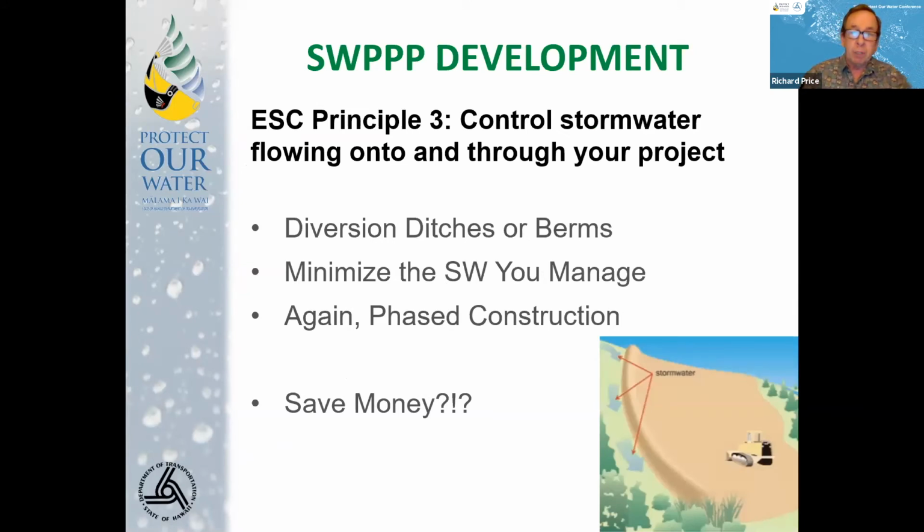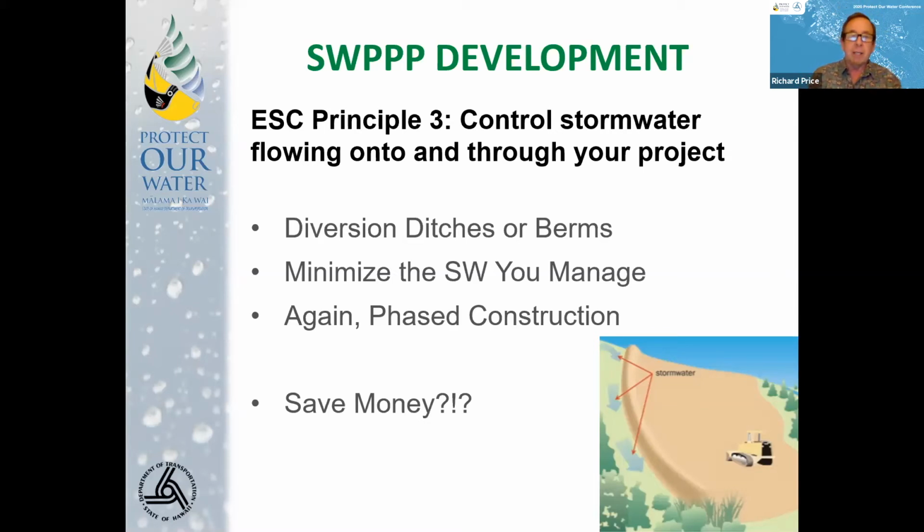The EPA's principle number 3, control stormwater flowing onto and through your project. This is a huge one. This is one that I think I have struggled with more than any other in my career. And it seems simple, you know, we don't want water flowing from offsite into our project, but typically Mother Nature, topography, and property boundaries will all conspire against you and make it difficult to do this.